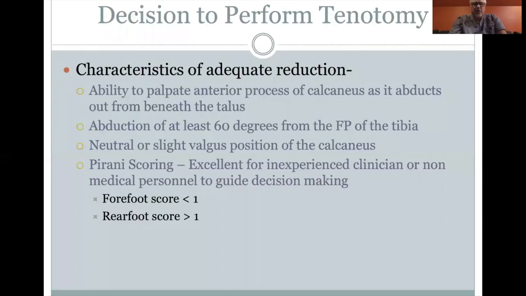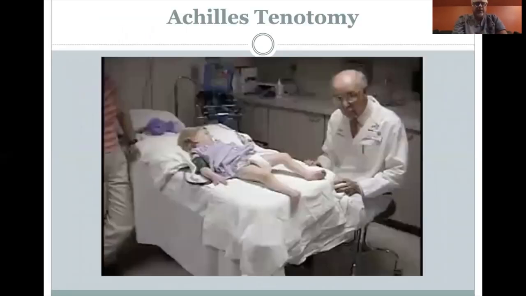And the Pirani scoring method, which is a really reliable way to determine if you should do a tendo-Achilles lengthening. The forefoot score is less than 1 and the rear foot score is greater than 1. Basically what that's saying is all the deformities in the front part of the foot have been corrected, but there's still a residual equinus deformity.